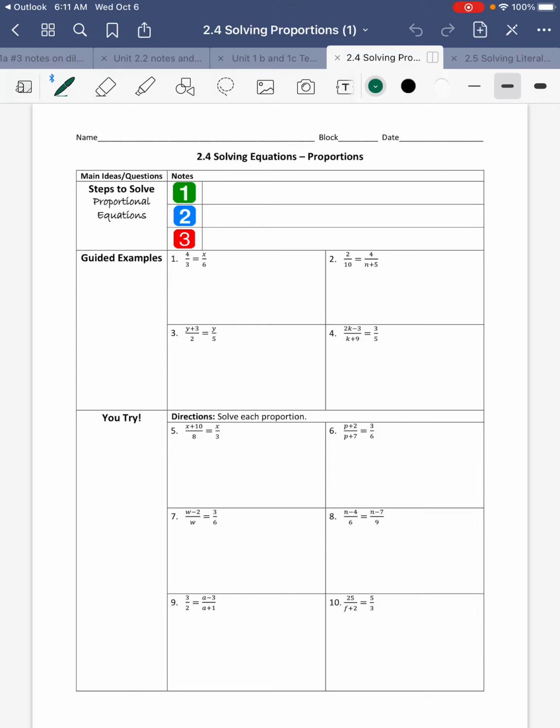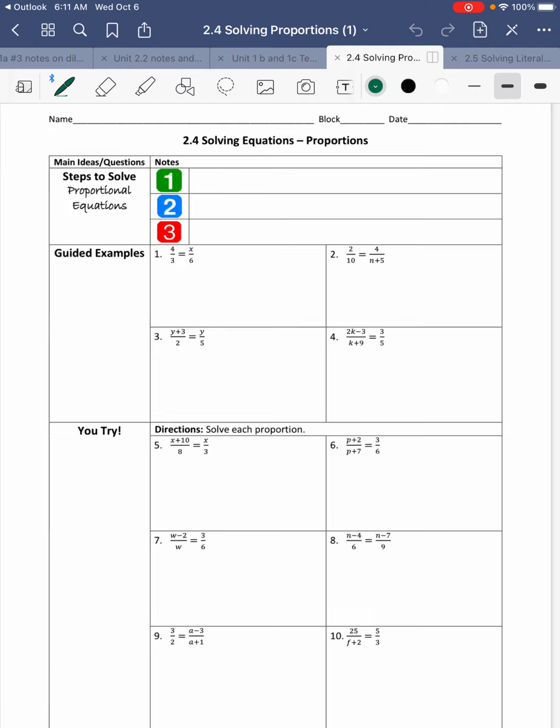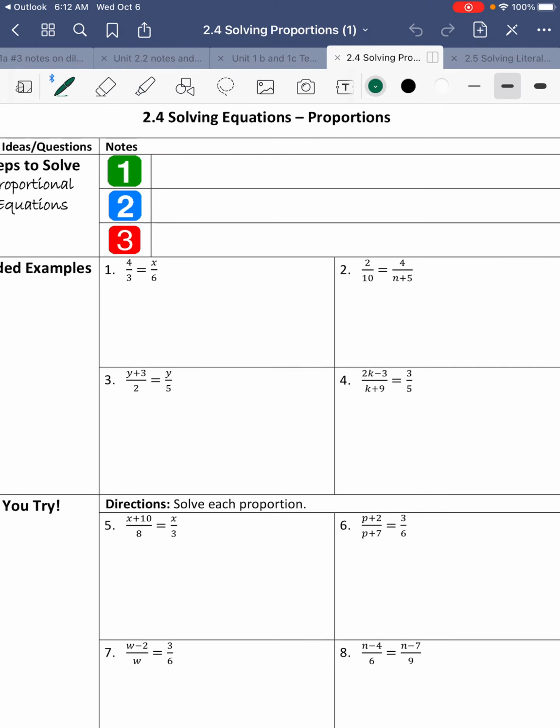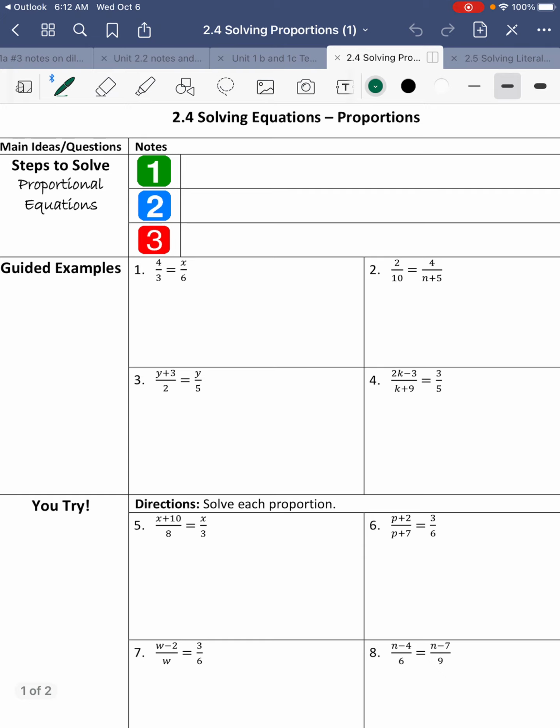2.4 solving equations. These are proportions. We're still seeing equations, the equal sign. We still need to solve, but now it's with proportions, which are a fraction equals another fraction. So step one, we are going to do the cross multiplying, and it kind of looks like a butterfly. So you're going to see something like, you're going to go across the equal sign and multiply one numerator with the other fraction's denominator.